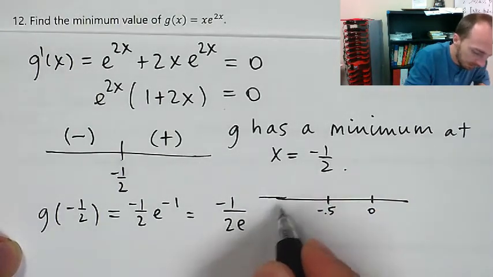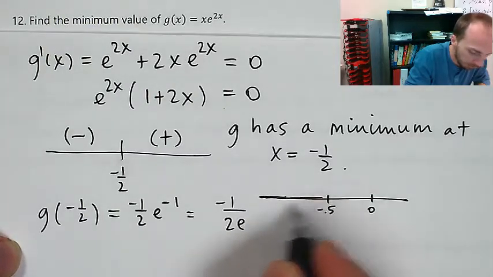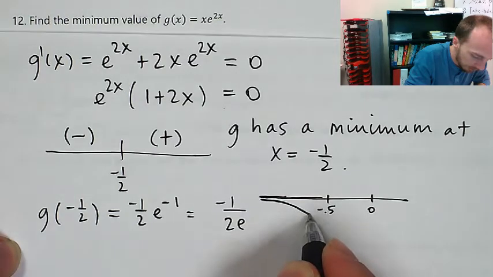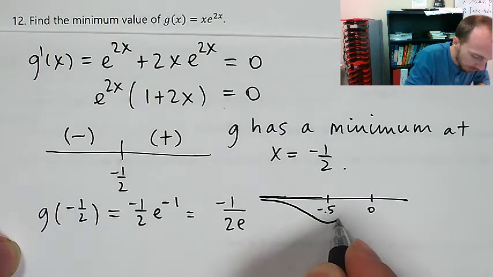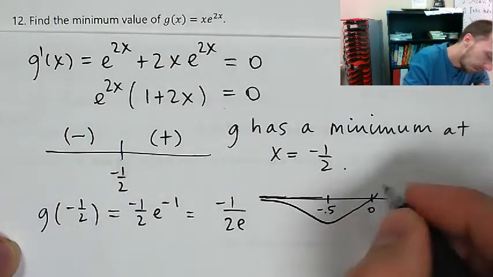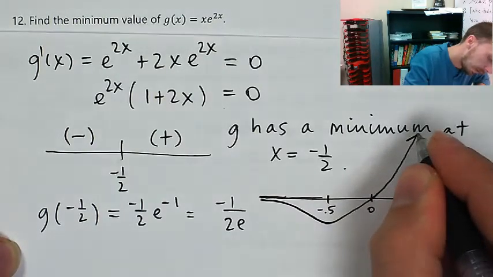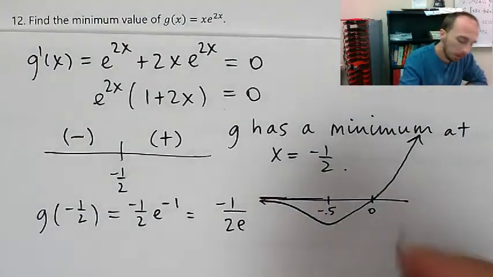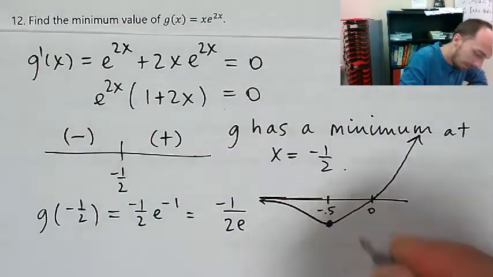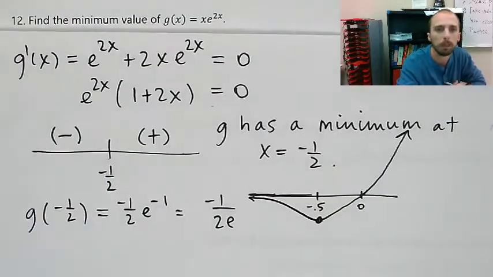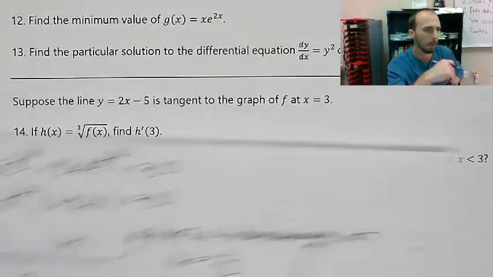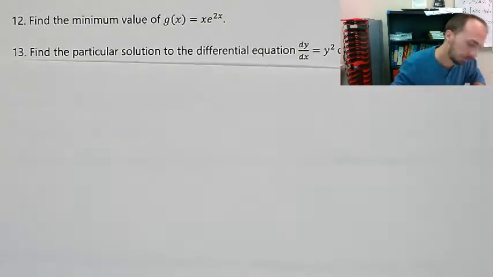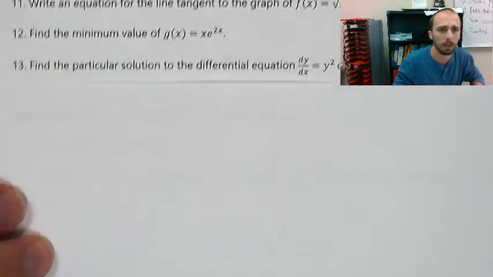And since it's got a horizontal asymptote of y equals 0 as x approaches negative infinity, we're going to say it probably goes like that. I imagine that's what the graph of x e to the 2x looks like, where the y coordinate of that point is negative 1 divided by 2e. And I think that's all I'm going to say about this example. That was a good example, but we'll come back and talk about absolute extrema at a different time.